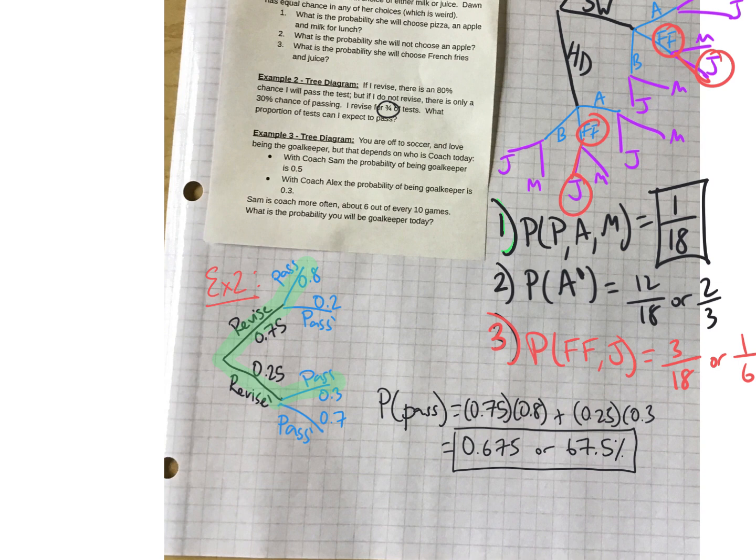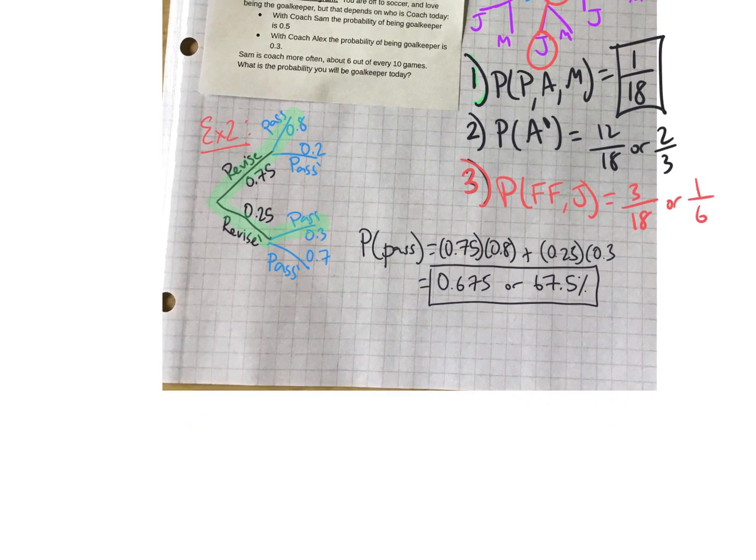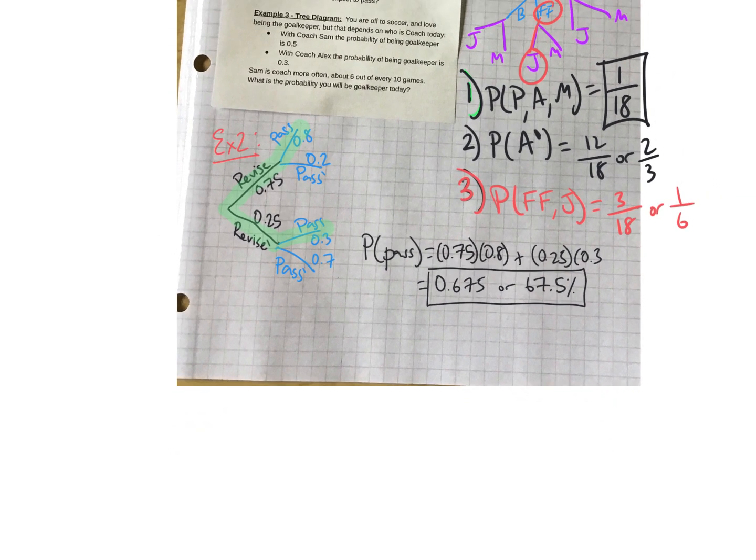All right, lastly, example 3. You are off to soccer and love being the goalkeeper, but that depends on who is coach today. With Coach Sam, the probability of being a goalkeeper is 0.5. With Coach Alex, the probability of being a goalkeeper is 0.3. Sam is coached more often, about 6 out of every 10 games. What's the probability you'll be the goalkeeper today? So let's do a tree diagram below. I wrote pretty big on my page, but you probably wrote smaller and can fit this all on one page.